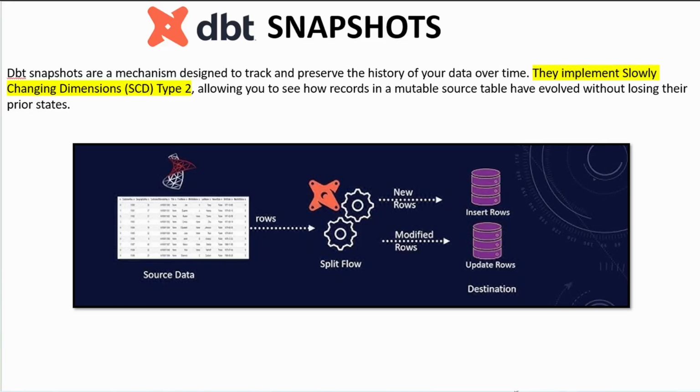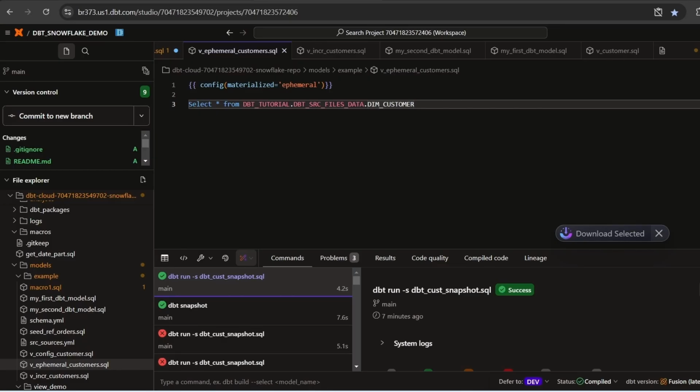Let's now discuss dbt snapshots. dbt snapshots are a mechanism designed to track and preserve the history of your data over time. They implement SCD type 2, allowing you to see how records in a mutable source table have evolved without losing their prior states. If I have to simplify this, dbt snapshots are built to create SCD type 2 within your dbt interface. Cool. So let's try to implement that, then only we can learn a lot about that.